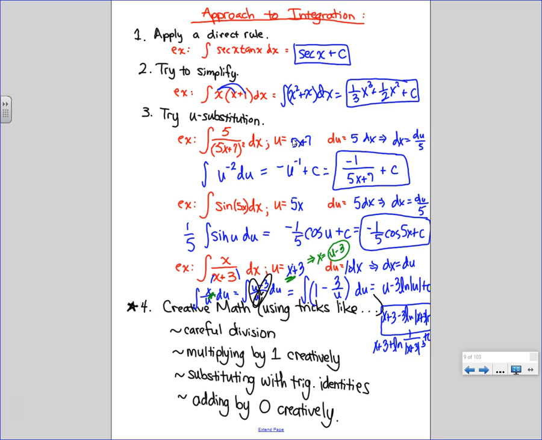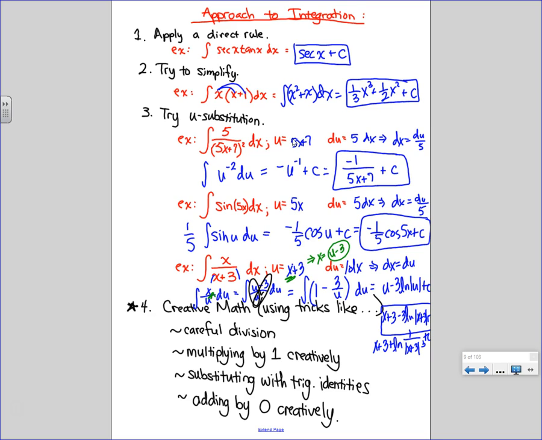Why is number 4 a little bit sad? If 1 doesn't work, try 2. If 1 and 2 don't work, try 3. If 1, 2, and 3 don't work, try 4. Sometimes careful division, which you've already seen us doing, which is kind of like simplifying. However, maybe polynomial division might end up being super helpful. Multiplying by 1 creatively, multiplying by conjugates might come in handy.